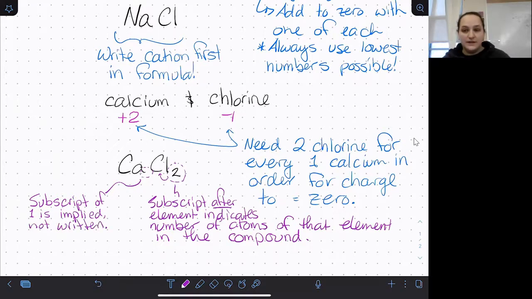So anything that doesn't have a subscript after it, there's just 1 atom of that type. So by using subscripts to adjust our formulas, we can make the charge equal to 0, which always has to be true for an ionic compound to be valid, for that compound to actually exist.